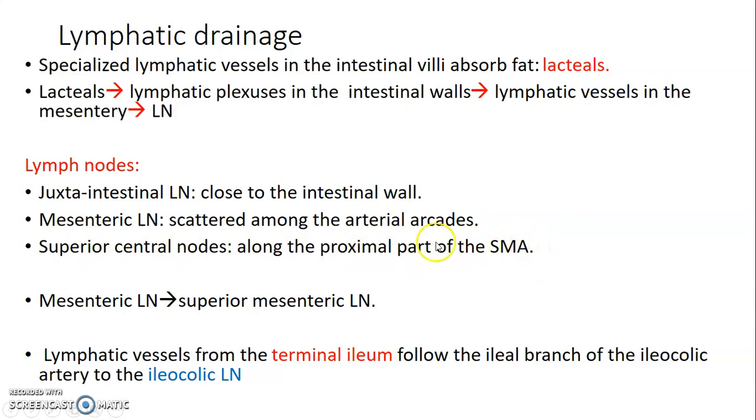The mesenteric lymph nodes eventually drain into the superior mesenteric lymph nodes. The lymphatic vessels of the terminal ileum follow the ileal branch of the ileocolic artery, so they can also drain into the ileocolic lymph nodes. So these are the lymph nodes that drain the small bowel. From the lacteals to intestinal wall lymphatics, then to the mesentery, and from the mesentery to the different groups of lymph nodes, including juxtaintestinal, mesenteric, superior central, and ileocolic lymph nodes.